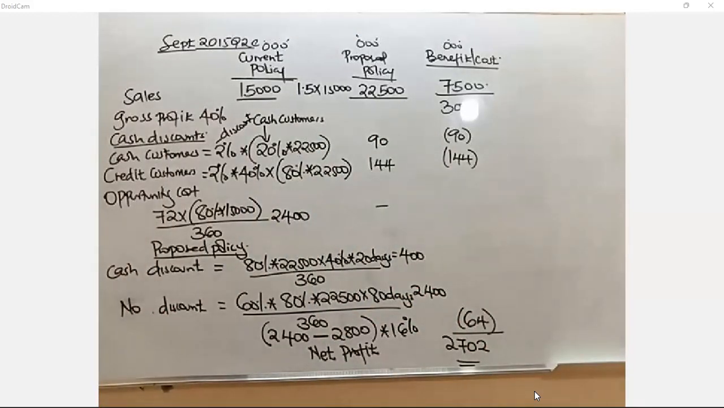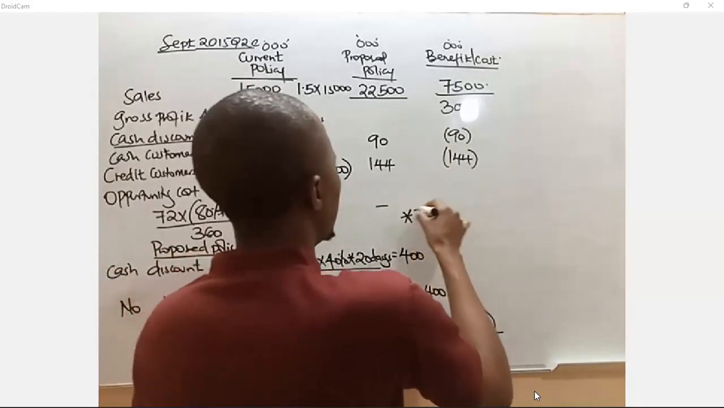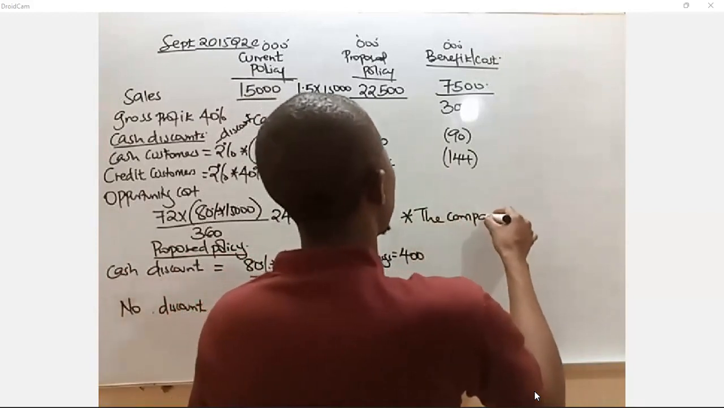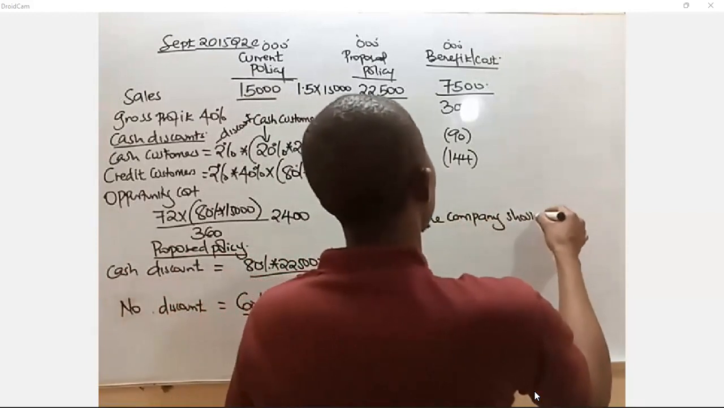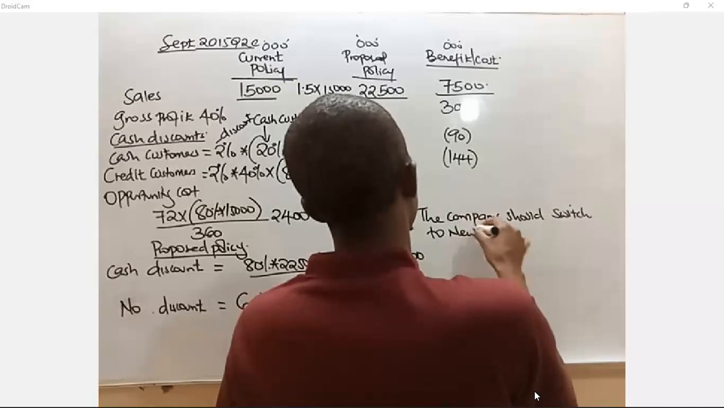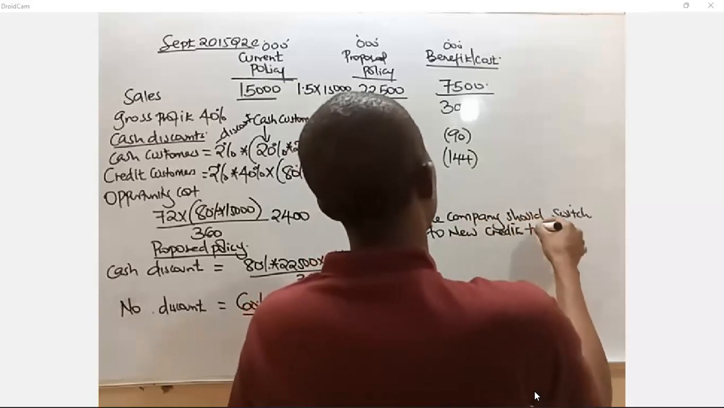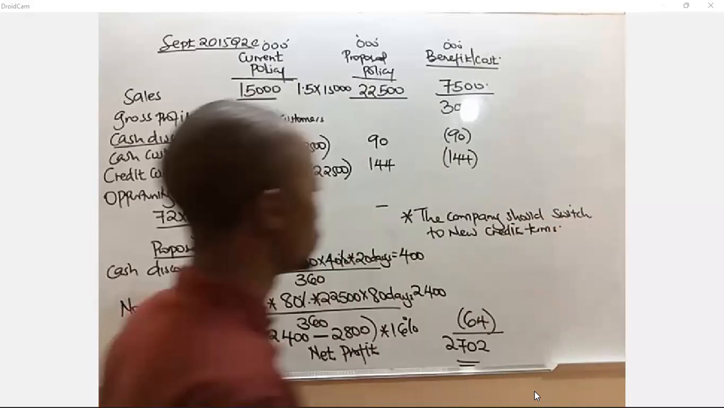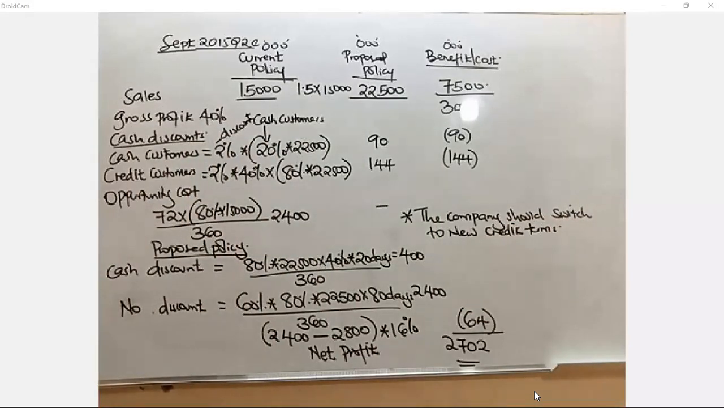And because we were told to advise the company, we say the company should switch to new credit terms, right? The company should switch to new credit terms. The company should be able to switch because it's going to be getting a profit. It should be able to get some profits there.